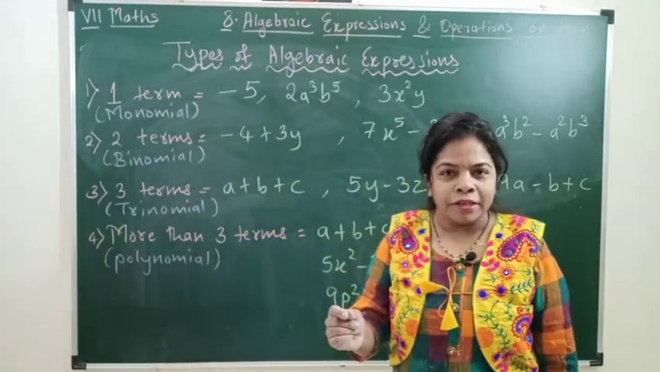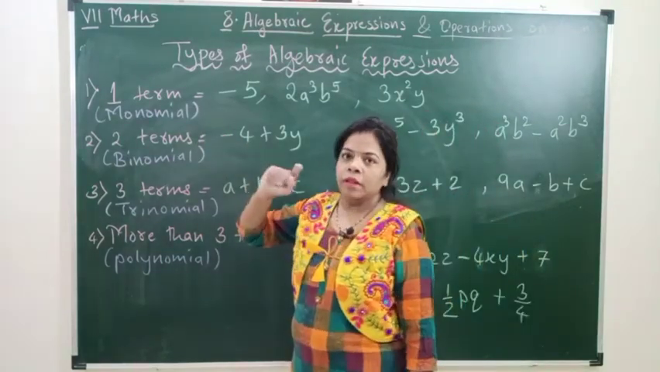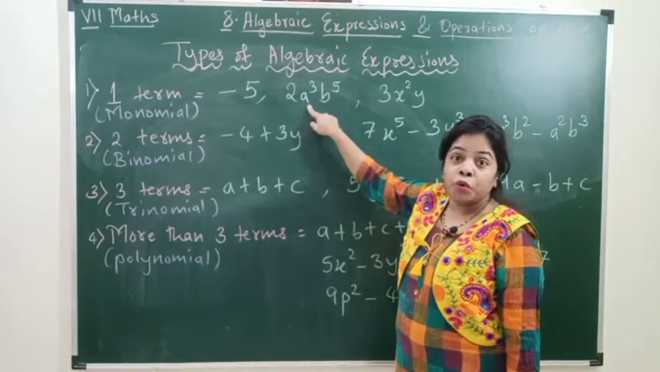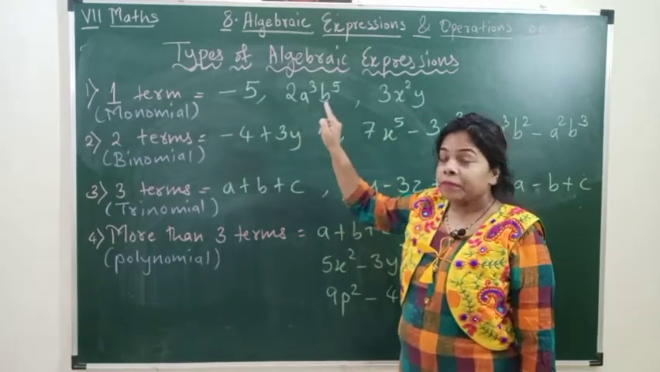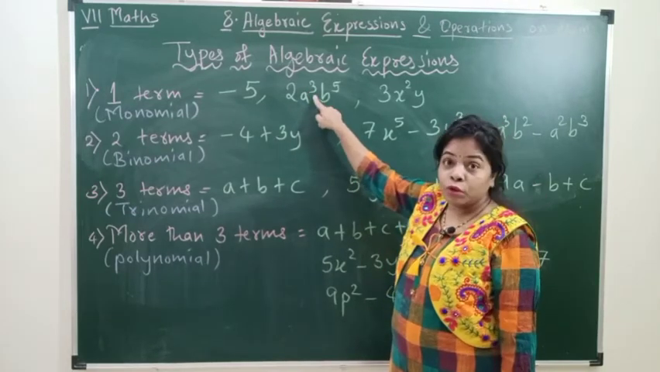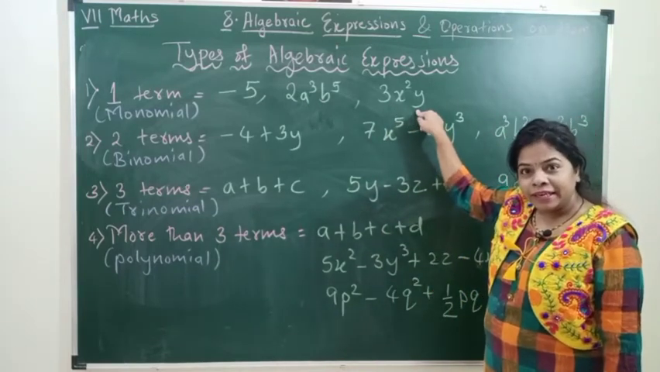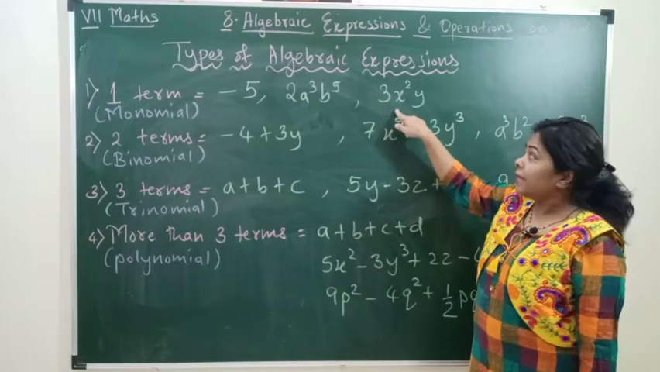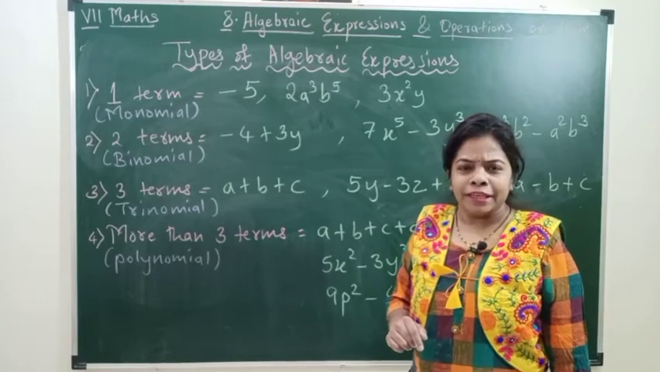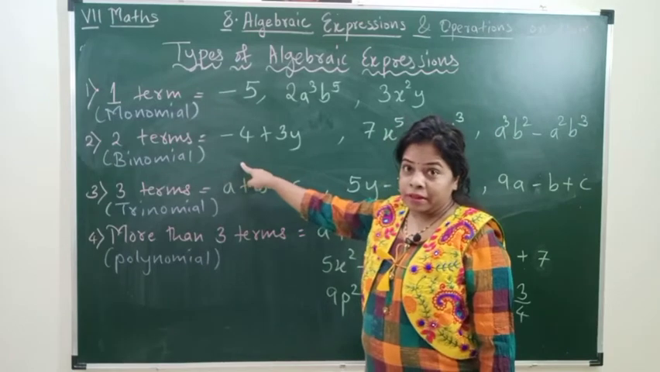If the algebraic expression is having just one term, it is called a monomial. For example, minus 5, 2a cube b raised to 5. I am reading 3 as cube, children. I can read it as a raised to 3 also. 3x square y. I can even read it as 3x raised to 2y.